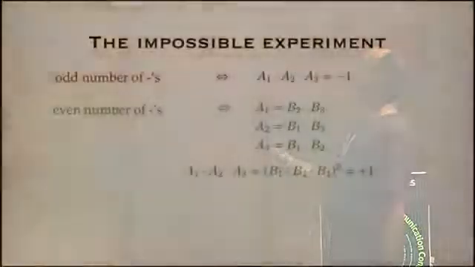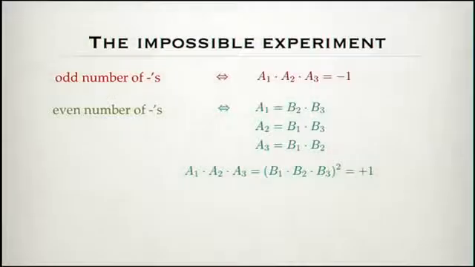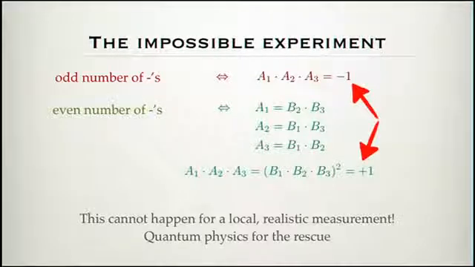So I get A1 times A2 times A3, and then you see that every B appears twice. So this is B1 times B2 times B3 squared, and any square is a positive number, so the product is plus 1, but we said it should be minus 1. Okay? So this is my contradiction that I was talking about.